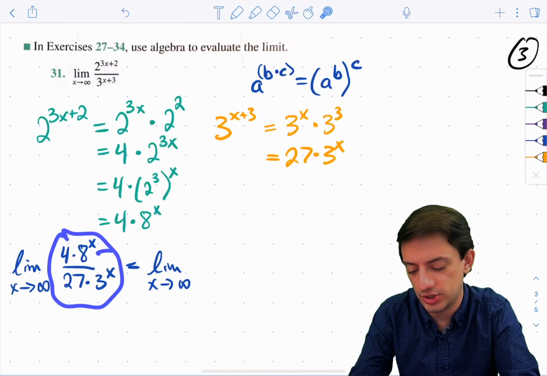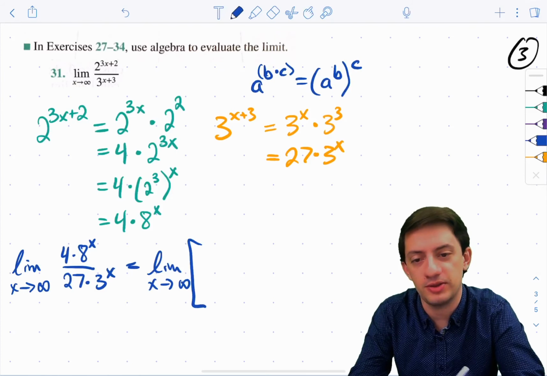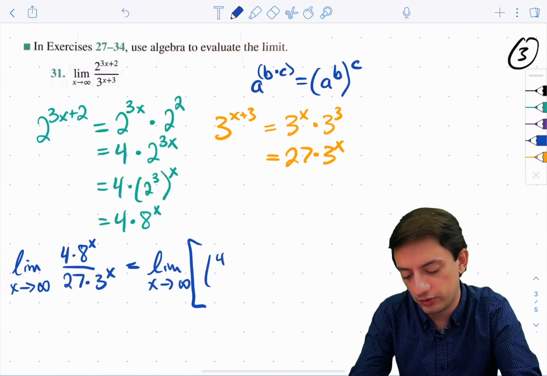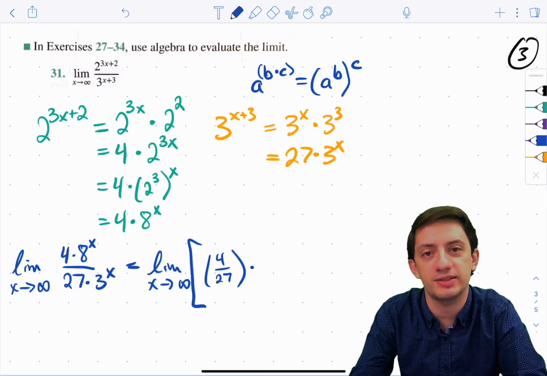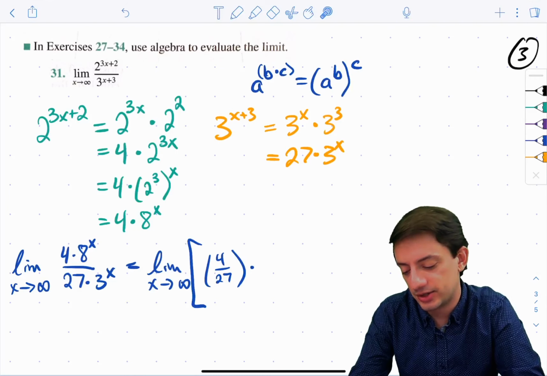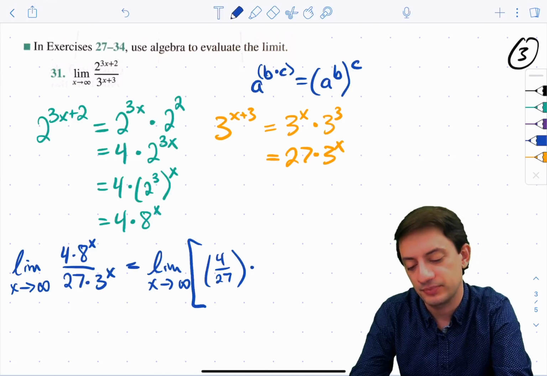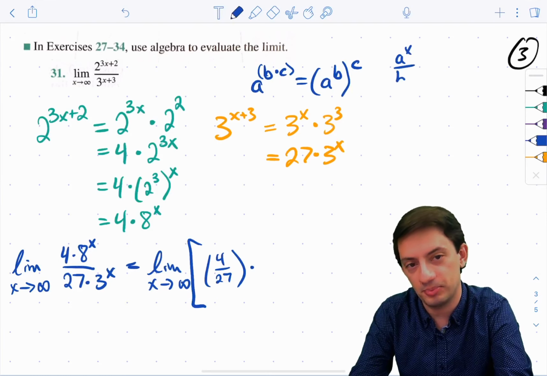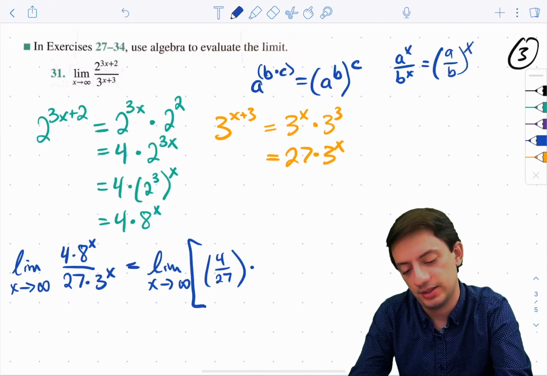We wrote it as the ratio of two exponentials, but you can actually write it as, so some big parentheses here, 4 over 27. Okay, so pulling out those constant multiples, that's like the p0 in the exponential formula. And then we have 8 to the x over 3 to the x. But again, we have a rule of exponentiation that says a to the x over b to the x can be written as a over b to the x.